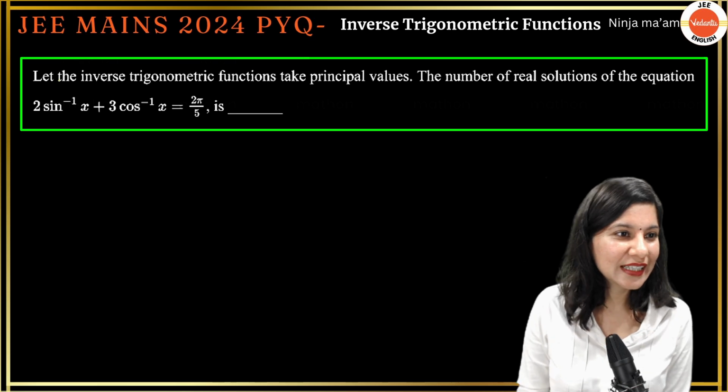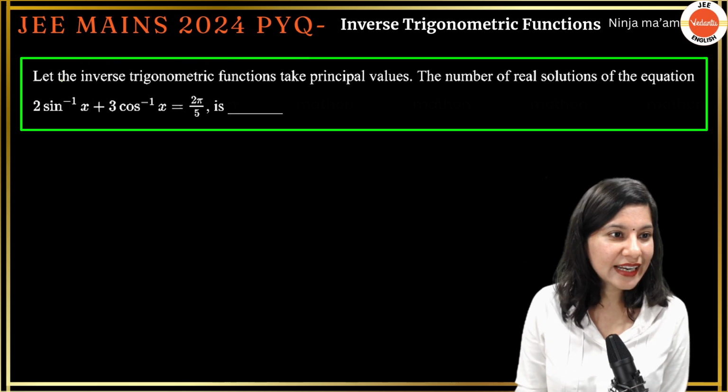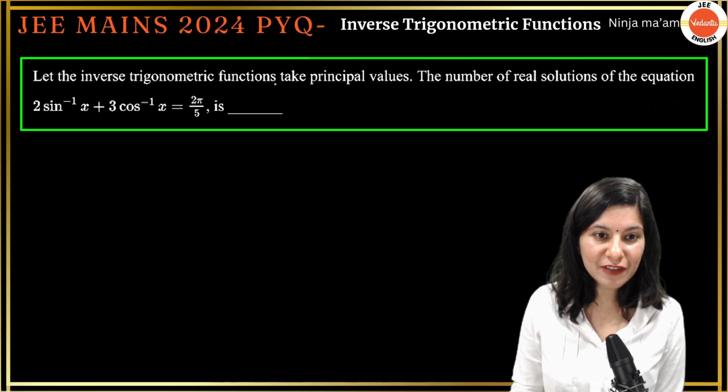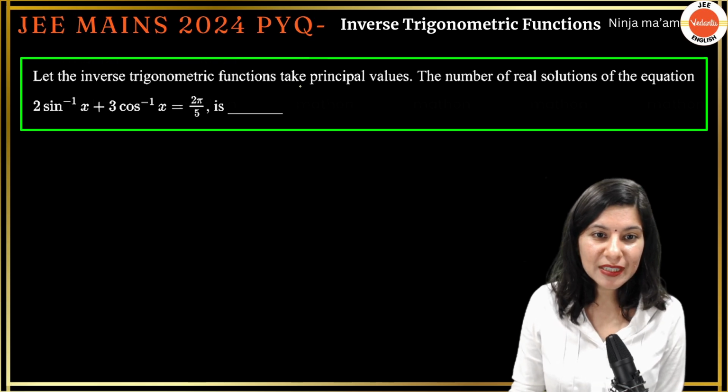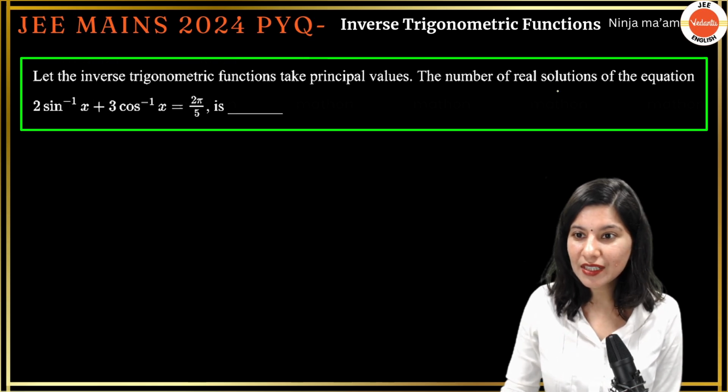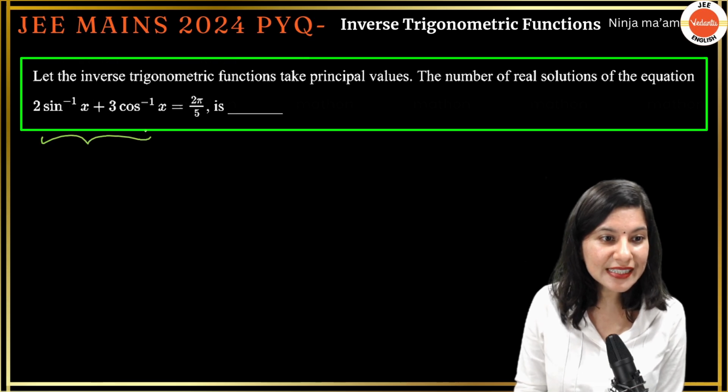Chalo. Now next, let the inverse trigonometric functions take principal value. So this is the last question. Inverse trigonometric functions take principal values, the number of real solutions of this equation.